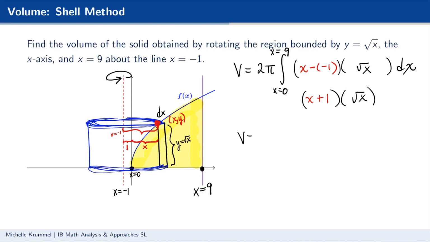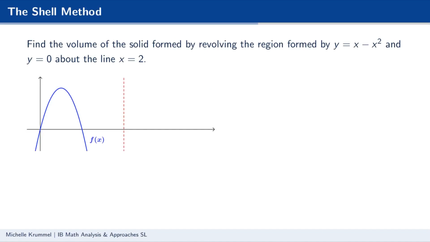And let me just rewrite this. So our volume is 2 pi integral from 0 to 9 of (x plus 1) times the square root of x times dx. That's our setup for calculating the volume. Now I'm going to go to my calculator off screen and compute the answer. And this is an integral that we could do by hand, but in this lesson I'm really focusing on setting up the method properly. So we're just going to do the integration on the calculator. And our volume is 723.823.